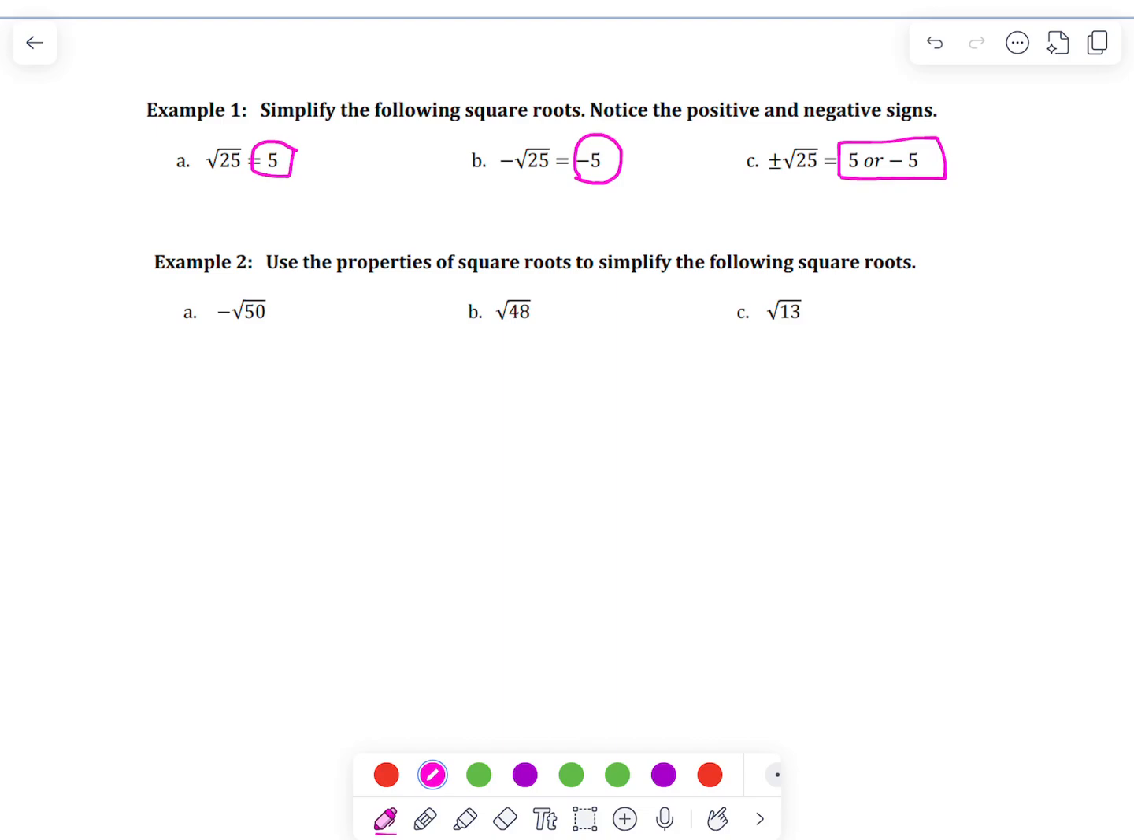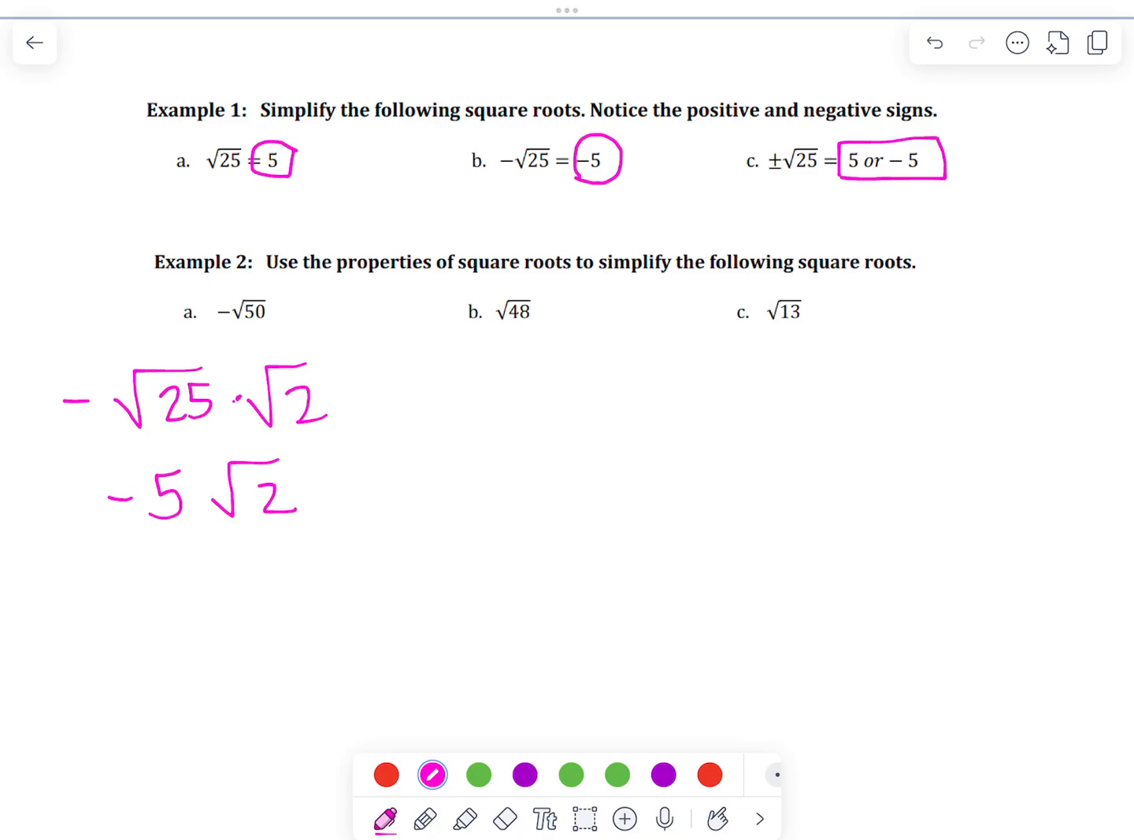Example 2, use the properties of square roots to simplify the following square roots. So I'm going to go ahead and break down 50 into a product of 25 and 2, we're using our product rule. And then the square root of 25 is 5. Then we have a negative out in front.